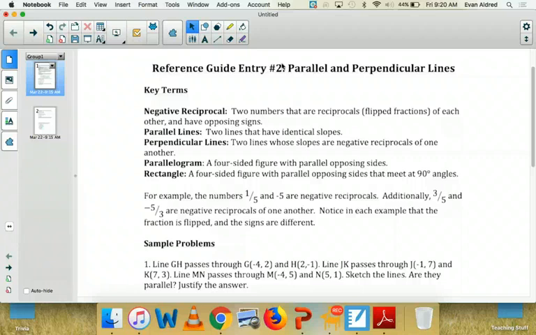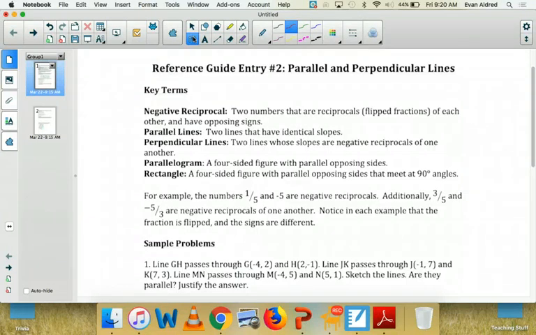So the first definition is negative reciprocal. Now, you may have heard the term reciprocal in the past, and it's likely that you were taught that to mean a flipped fraction, which is true. A negative reciprocal is a flipped fraction with the opposing sign to which you started with.